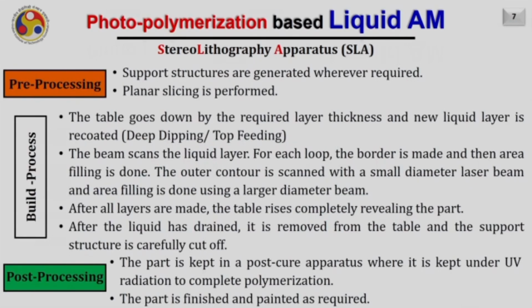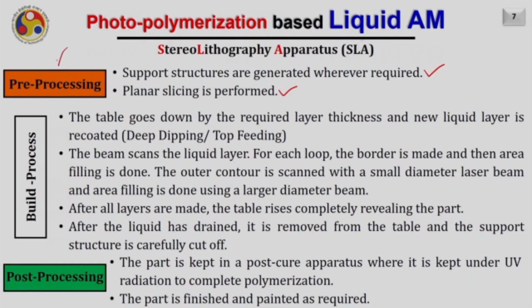Now, the basic steps involved in stereolithography apparatus are highlighted on this slide. Of course, in the pre-processing, we first generate the support structures in the CAD model itself wherever required. You have already learned how to identify the region where support is required in an STL file. Then a planar slicing operation is performed. This also you have already learned. It is nothing but taking the intersection between a horizontal plane and the group of triangles of the STL file.